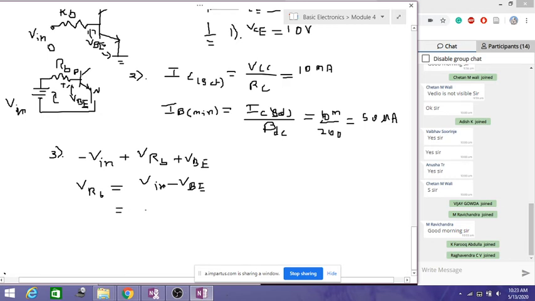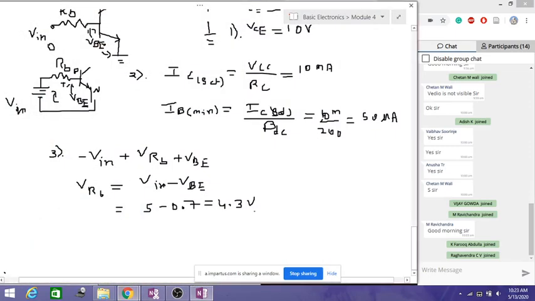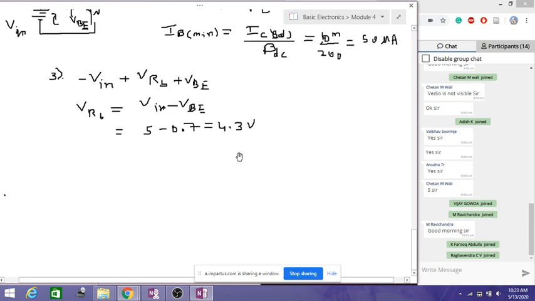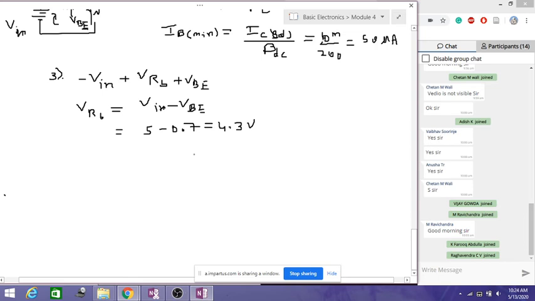Then this is nothing but we can write here as the input voltage, 5 volts, minus 0.7. So we will get the voltage equal to 4.3 volts. So we'll get the voltage as 4.3 volts here. This is the value I'll get.